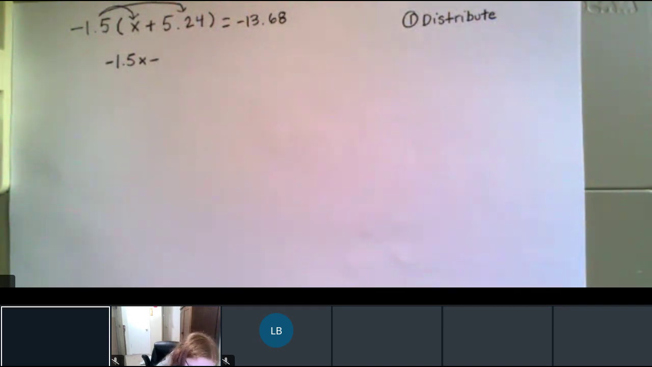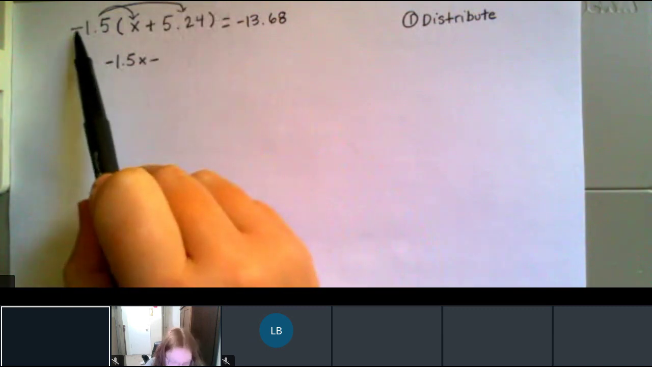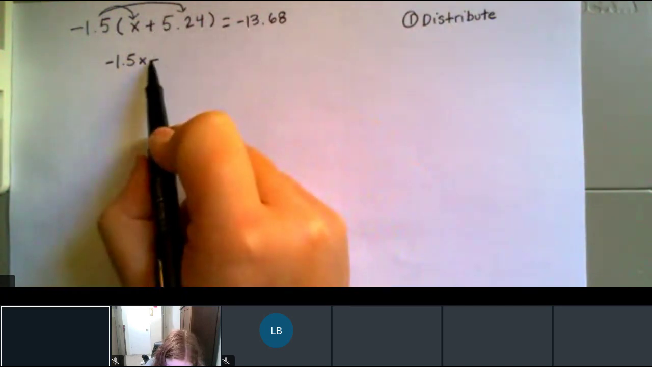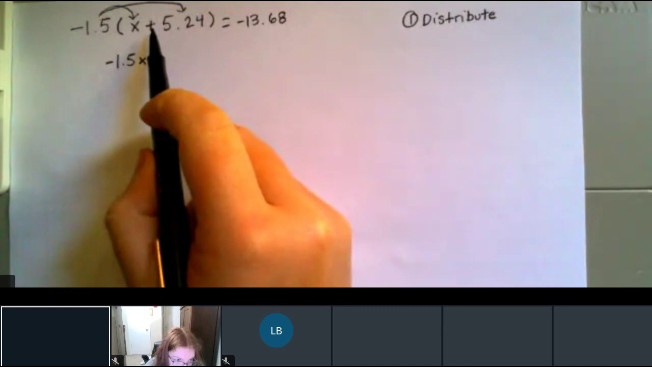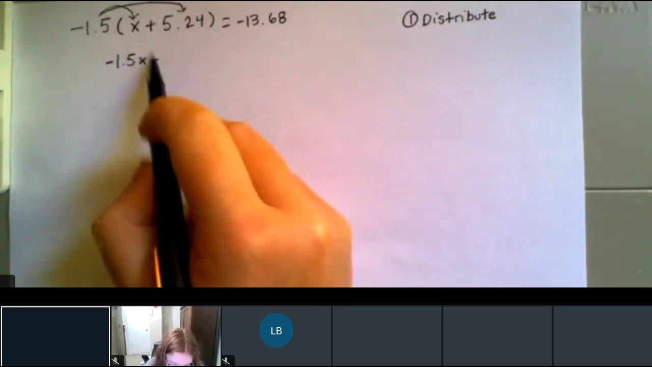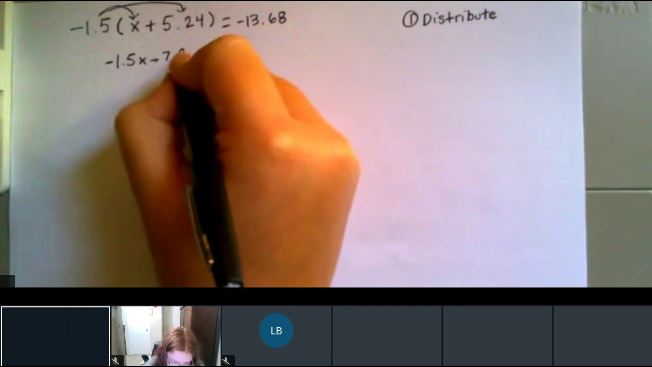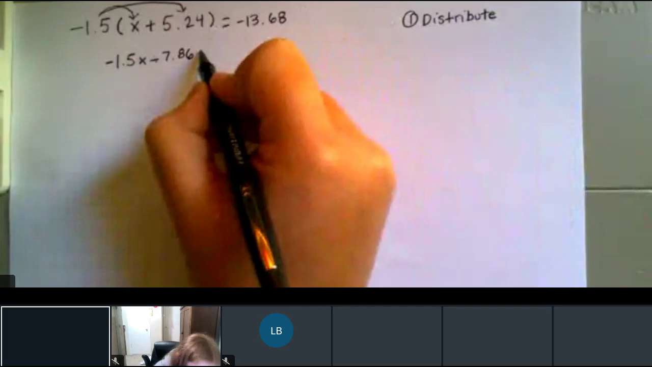Take your calculator for me, and I want you to multiply 1.5 times 5.24. And you should get 7.86. However, you're multiplying a negative times a positive, and that will always give you a negative. So you're going to put a minus sign instead of a plus sign right here. That's why that sign changes. Okay, so minus 7.86. And then copy down the rest of that problem.